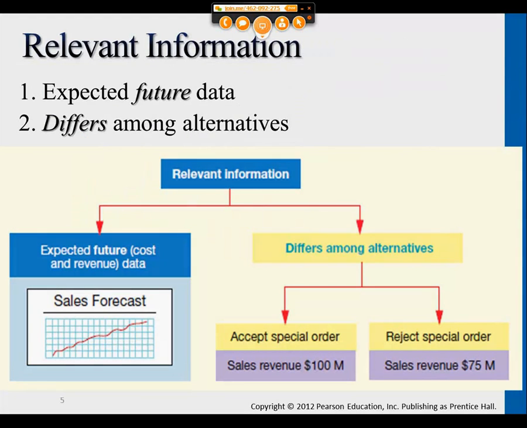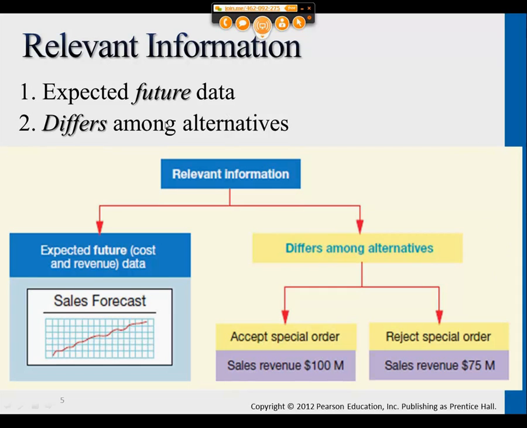All right. So what is the relevant information? When managers make decisions, they want to utilize only relevant information. Relevant information has a couple components that we'll discuss as well. It's expected future data, okay? That future data is going to differ from alternative to alternative.